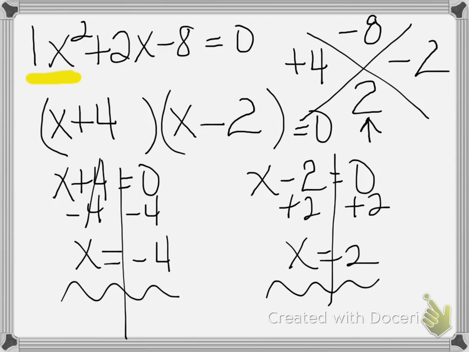You'll notice they are the opposites of what's in here, but that won't always work out. In this case, it's a one-step equation, so that's why it works out. Alright, we're going to do a couple more just to make sure you're good on the basic factoring.